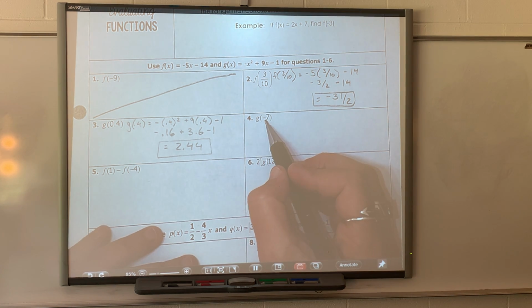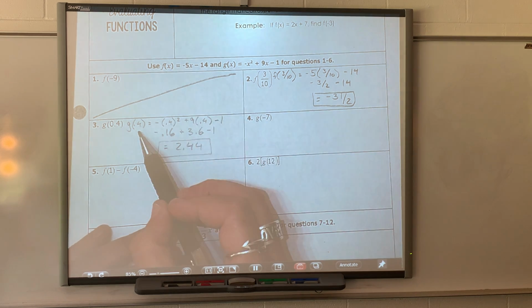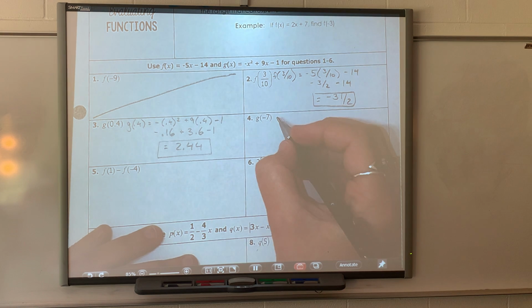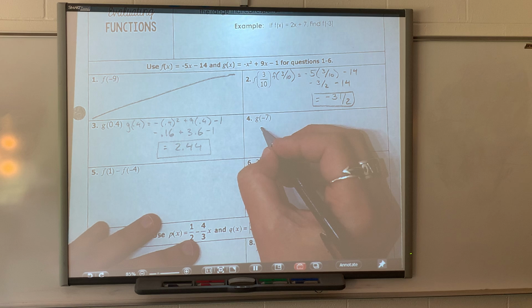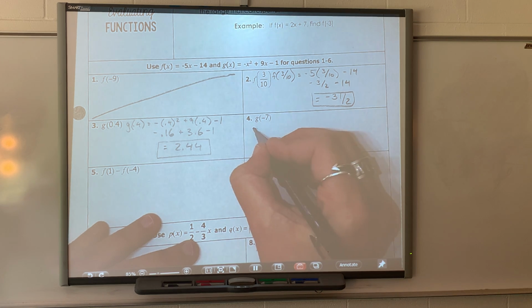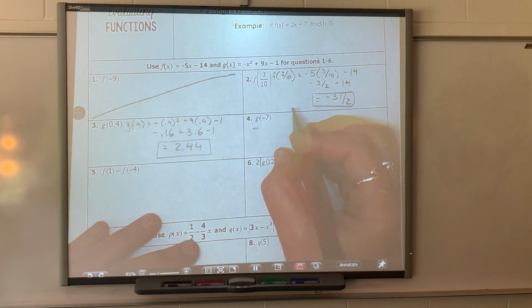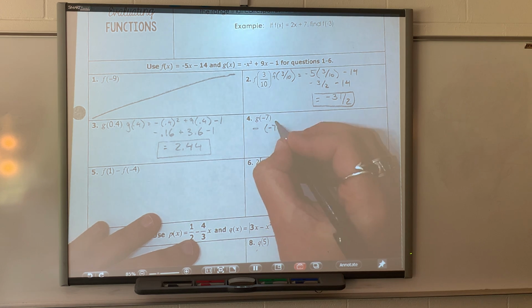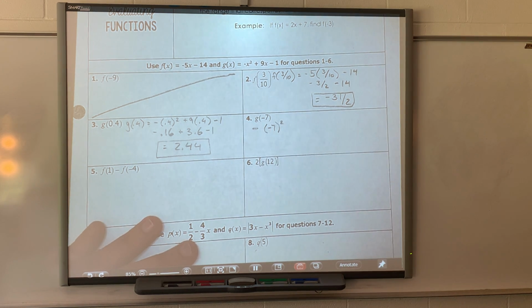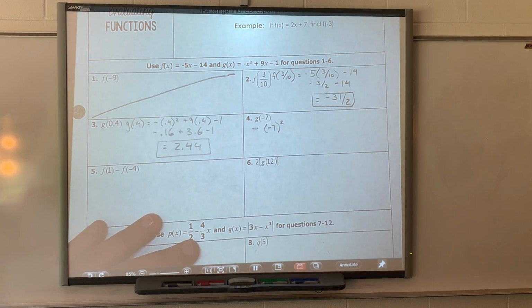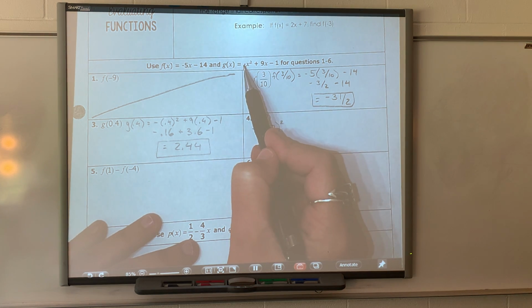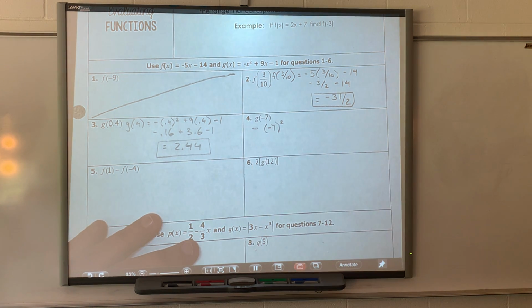Alright, this one is totally different than this. Okay? So this one, g of negative 7, the negative sign still goes out front. This one, a negative 7 is squared, because the negative is with the 7 already. Do y'all see that? But this negative sign is still out front. Y'all understand that or no?